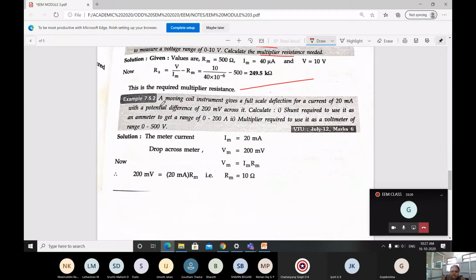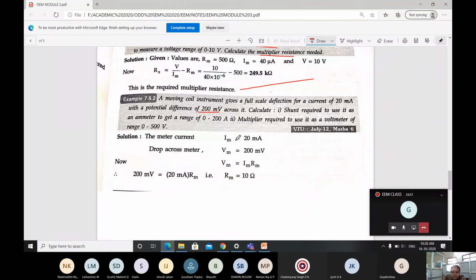Okay, next problem: a moving coil instrument gives a full scale deflection for a current of 20 milliamps with a potential difference of 200 millivolts across it. First, we have to calculate the shunt required to use it as an ammeter to get the range of 0 to 200 amps. Then the multiplier required to use it as a voltmeter for a range of 0 to 500 volts.